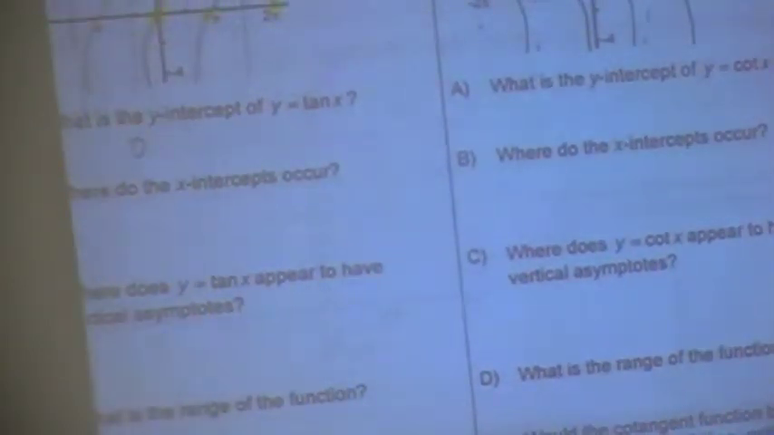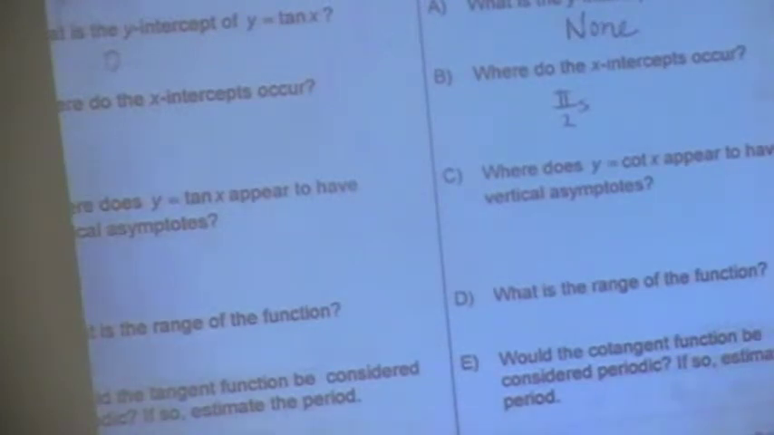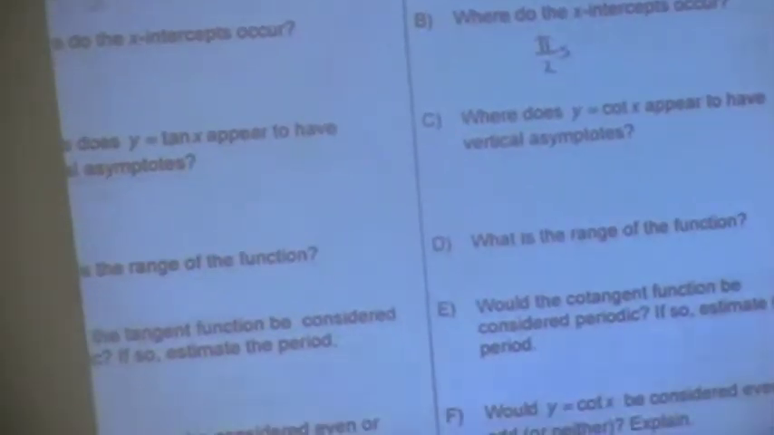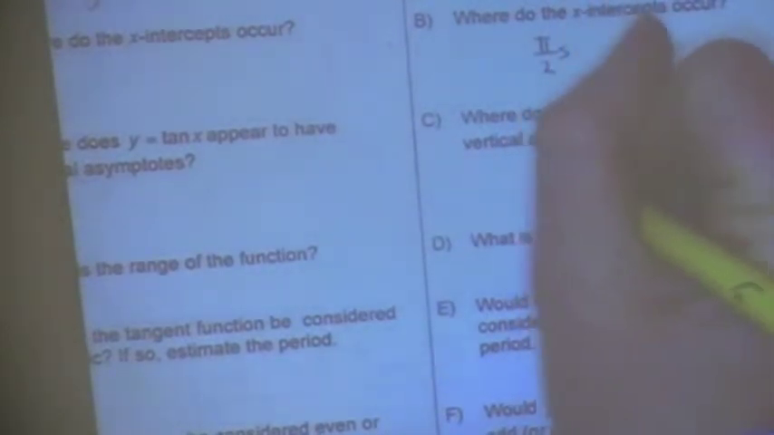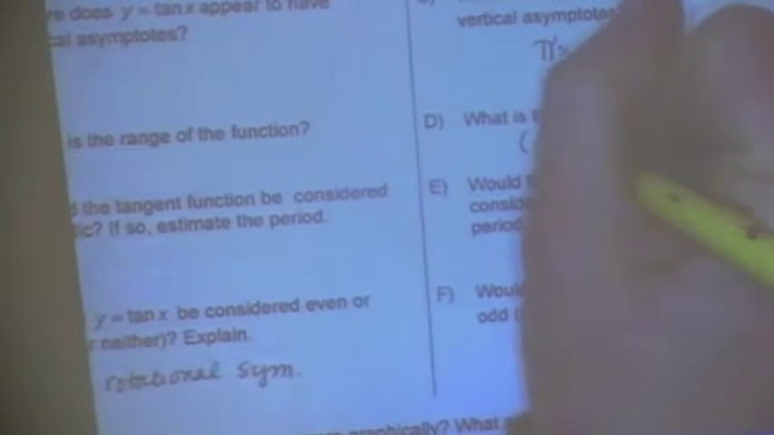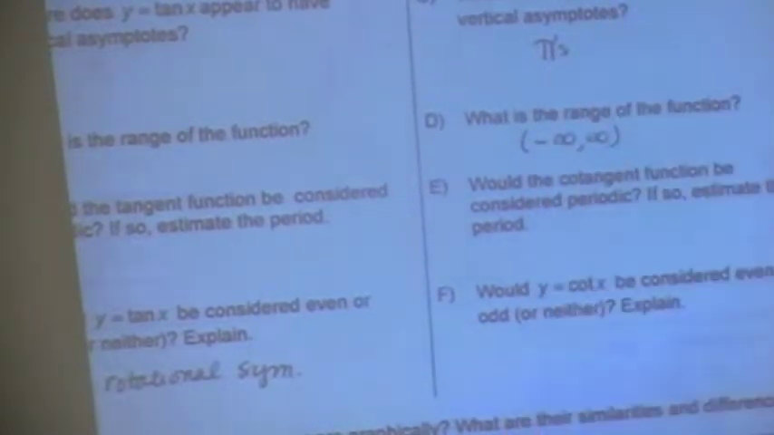Horrible drawing. What about the y-intercept? What's the y-intercept of cotangent? Not 1. What about the x-intercepts? Where do those occur? At the pi over 2's or the half pi's. What about the asymptotes this time? At the pi's. What about the range? Negative infinity to positive infinity.